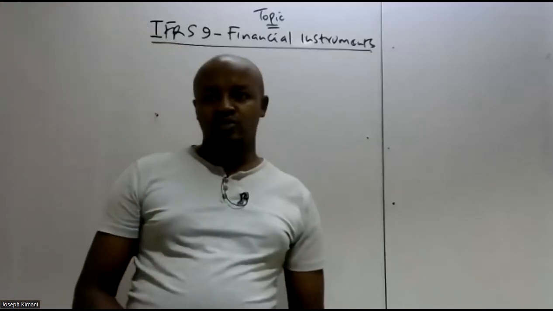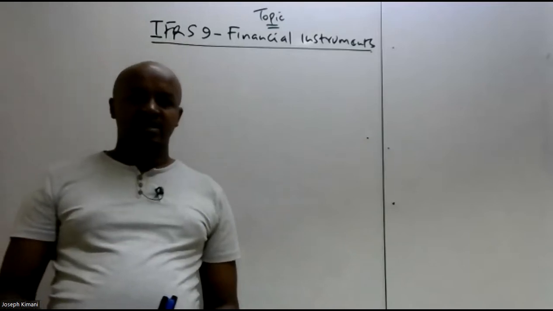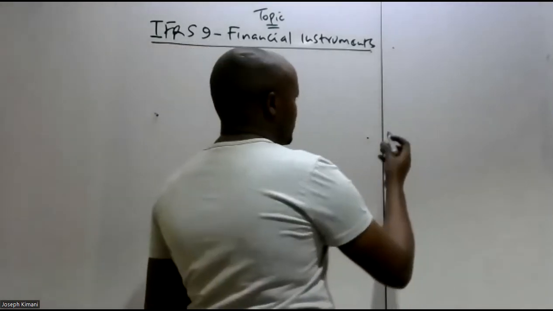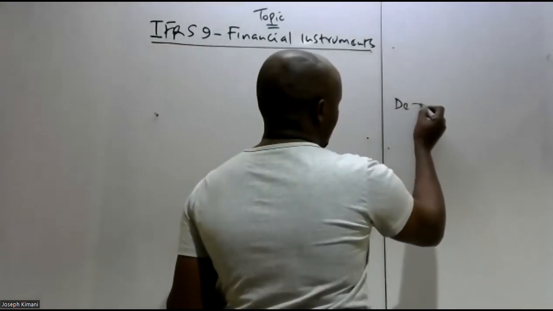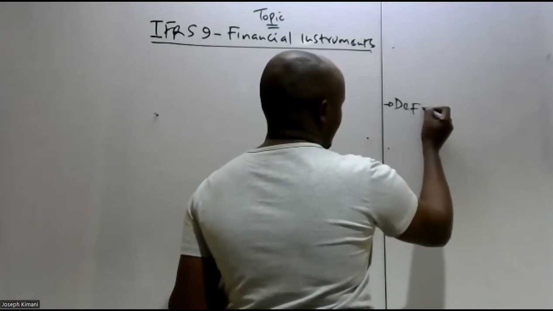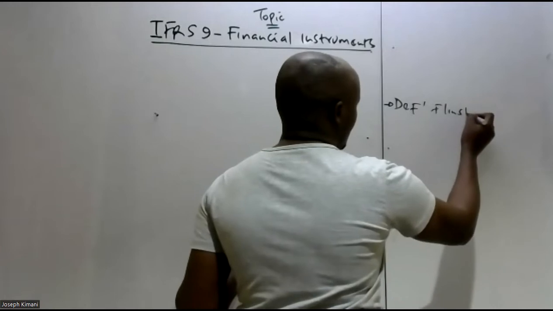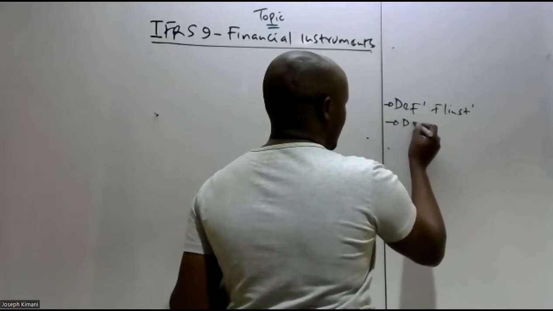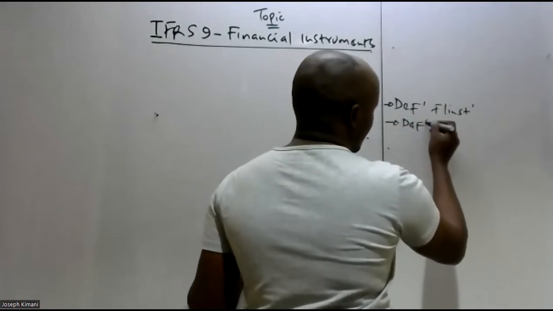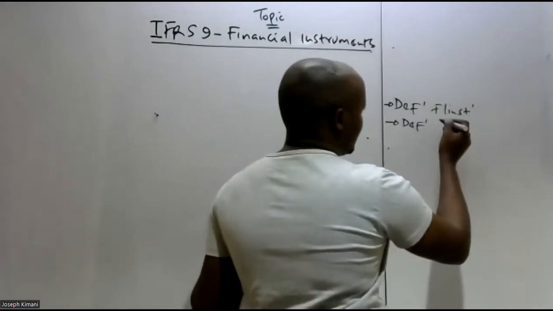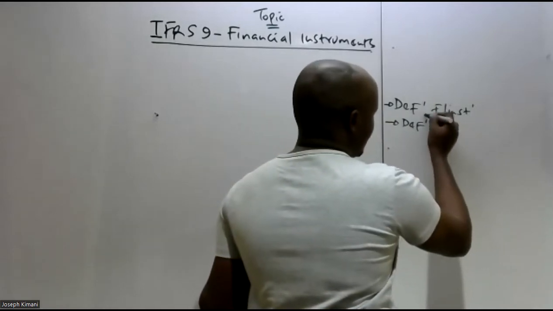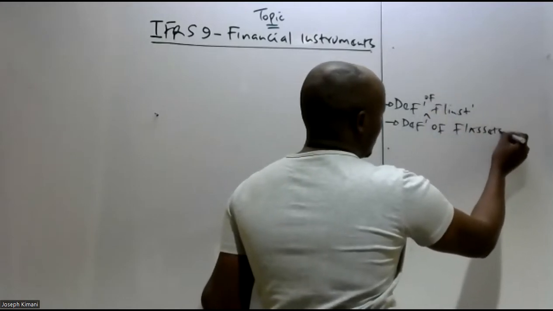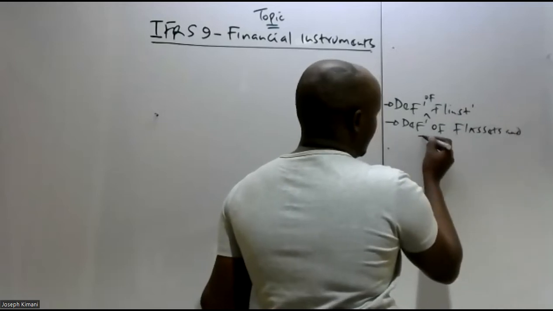Okay, so in this particular topic of financial instruments, we're going to look at a number of things. One, we're going to define what a financial instrument is. And then from there, we also look at the definition of other terms which relate to financial instruments. Specifically, we look at the definition of a financial asset and financial liabilities.